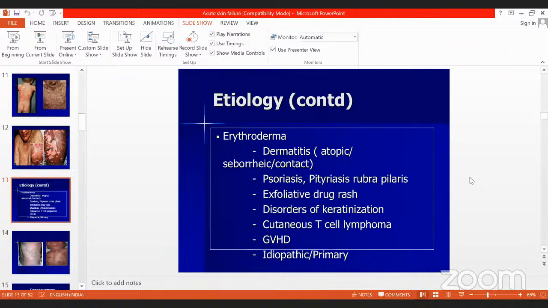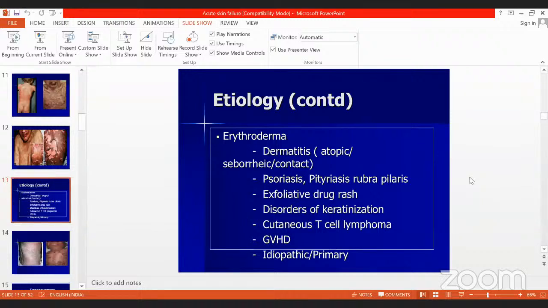The second group of disorders where you have acute skin failure are those which can present with what we call erythroderma. Now, as we teach our undergraduates, the definition of erythroderma is persistent erythema and scaling involving more than 90% body surface area. Now, that is a morphological term. The etiology could be a host of conditions. It could be disseminated eczema or dermatitis. It could be psoriasis. It could be erythroderma secondary to drug rash, certain disorders of keratinization, cutaneous T-cell lymphoma, GVHD, and so on and so forth.